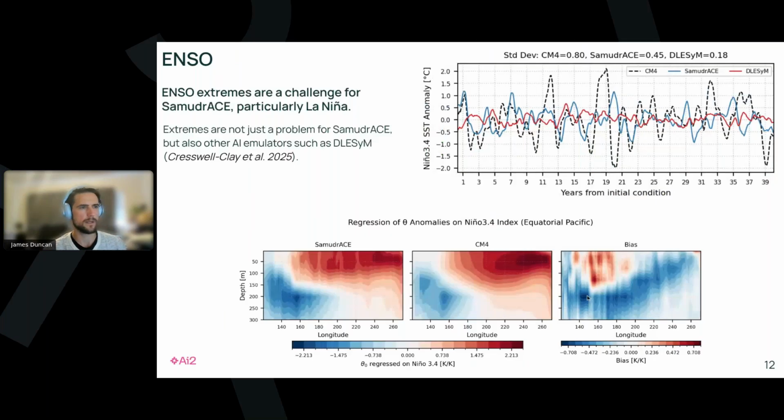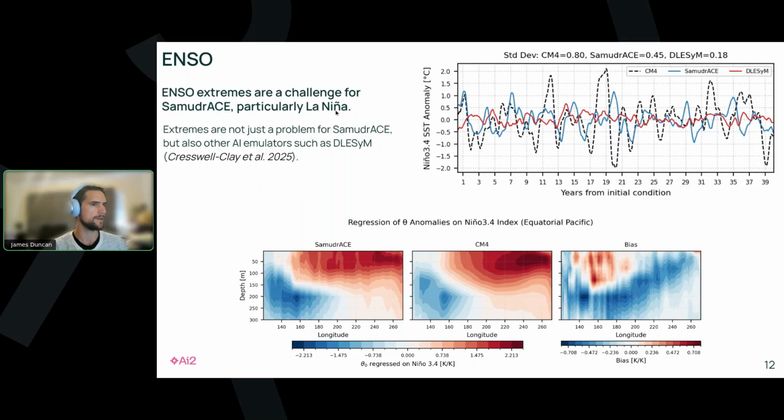So yeah, ENSO extremes in particular are challenging. Here I'm showing, again, now zoomed into just 40 years from the held-out set, not trained upon at all when training Samudrace. I'm showing an initial condition at the beginning of that 40-year period, at the very end of the 200-year simulation, what CM4 looks like for the Nino 3.4 index and the corresponding Samudrace Nino 3.4 index.